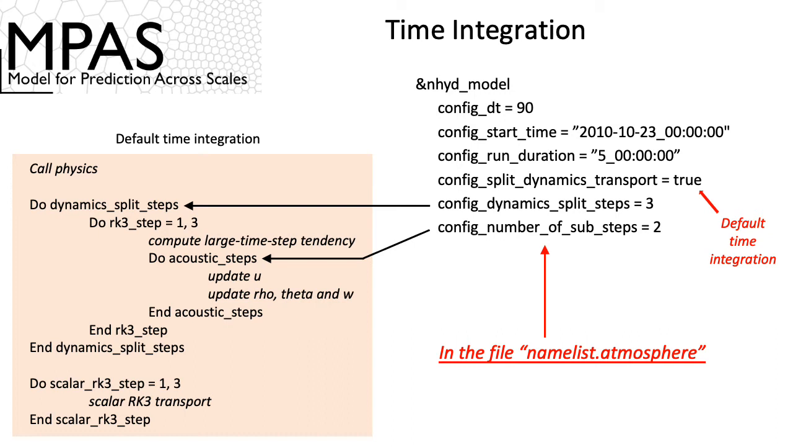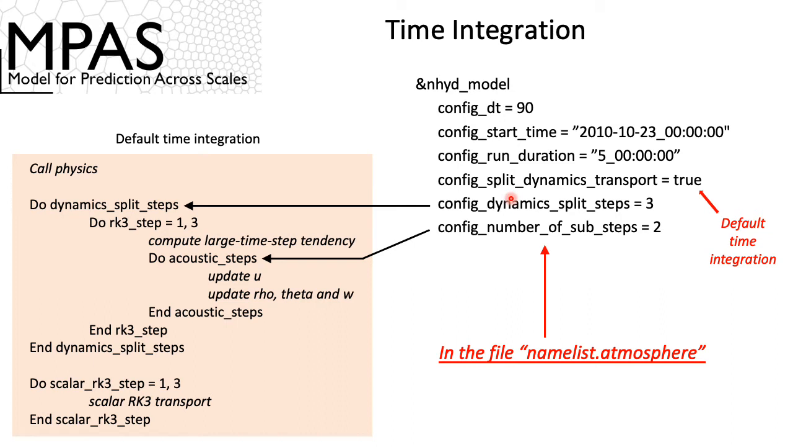But there are three other parameters that control how the integration occurs in the time step itself. The first is config_split_dynamics_transport, and the default is true. What that means is that the dynamics, the first main loop to the left here, is integrated separately from the transport of scalar species, the moisture and everything else. That's the second part in that loop. So they're integrated sequentially as opposed to together.